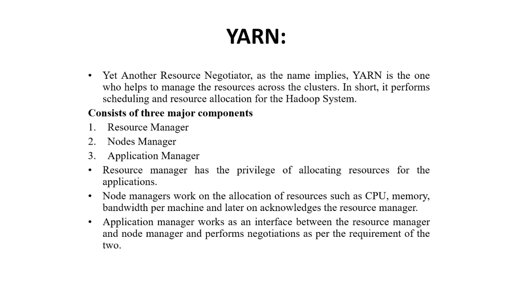The first one is the resource manager, the second one is the node manager, and the third one is the application manager. The resource manager has the privilege of allocating the resources to the application, that is to the node. Once the resource has been allocated, the node manager has to work on the allocated resources. For example, if a particular task has been allocated to a particular node, the node manager has to complete that task, using CPU, memory and bandwidth of the machine. The application manager acts as the interface between the resource manager and the node manager. That is how these three components work.